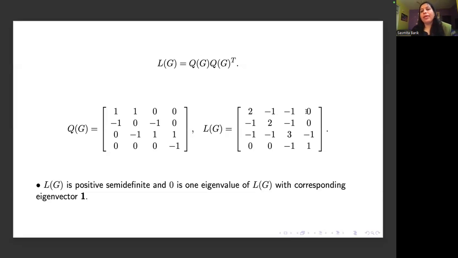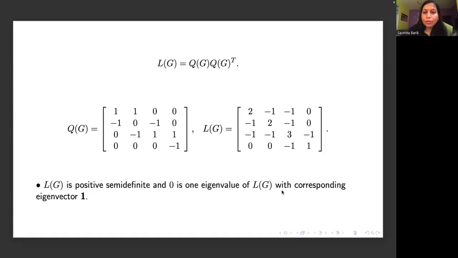So if I add them, all the row sums are 0, and the matrix is symmetric, so all column sums are also 0. So since all row sums are 0, we can say that 0 is one eigenvalue, and the corresponding eigenvector will be the all ones vector. So that's coming from this. So one thing is L_G is positive semi-definite, and the second thing is 0 is one eigenvalue.